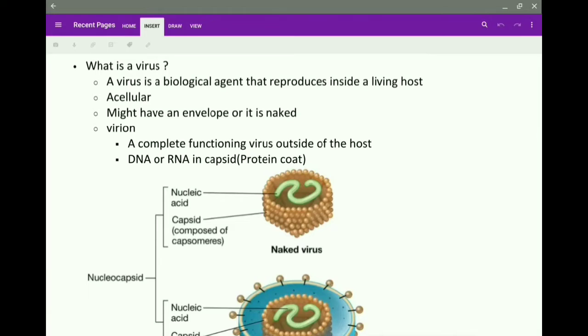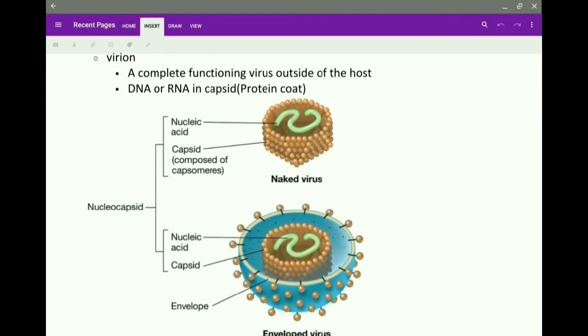Another word that people have been throwing around is virion, which I wanted to explain. Most people use it interchangeably with virus. At the end of the day, it kind of means the same thing, but a virion is a complete functioning virus outside of the host. A virus has gone inside the host, replicated, and formed new viruses, and this virus has just gotten out of the host and is ready to attack the next cell. That is what a virion is.